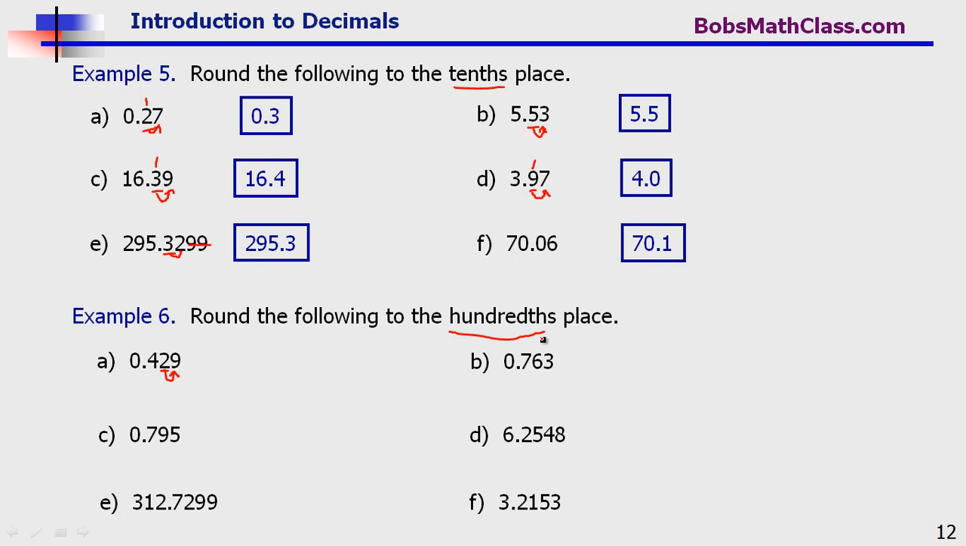Okay, so 0.4, see that was a 9, so it's 5 or more, add 1, so that would be 4.3. And then this is a 6, look to the right, it's a 3, so we're going to leave that number the same. So 0.76. This number is a 9. Look to the right, it's a 5.